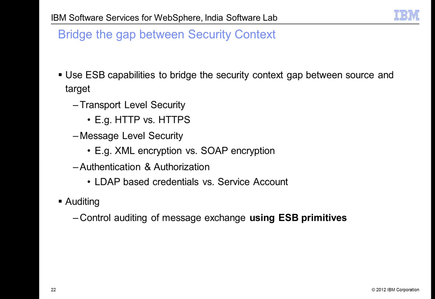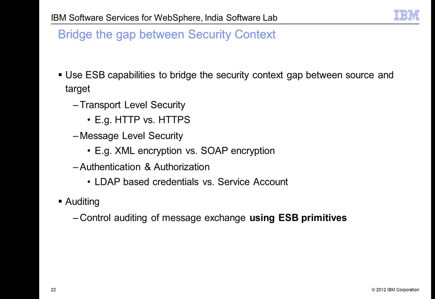Then message level security. A says, I'm expecting SOAP encryption, because I want a high level of security for the data that I'm trying to exchange. B says, I don't know SOAP encryption. In fact, I don't know any encryption. I expect the data in a completely unencrypted way. Or I support some different kind of encryption, for example, XML encryption. So in that case, again, there's a gap between what source and target systems can support in terms of the security context. So an Enterprise Service Bus can bridge the gap here.